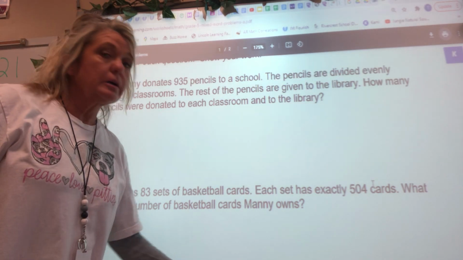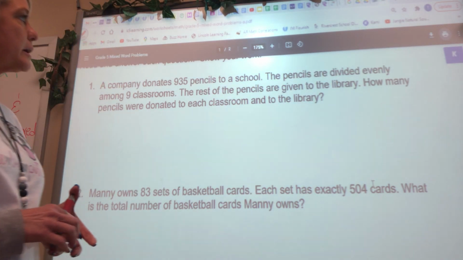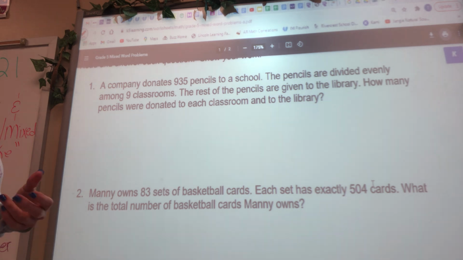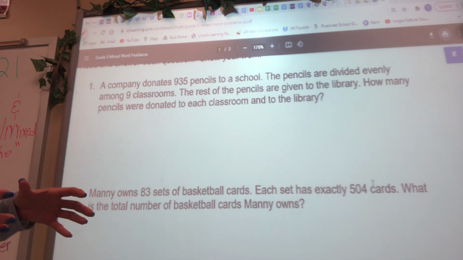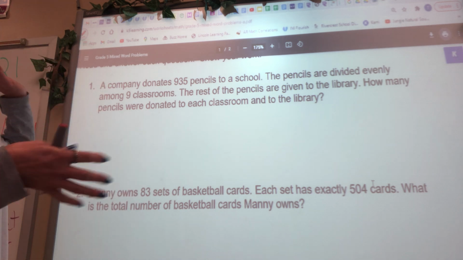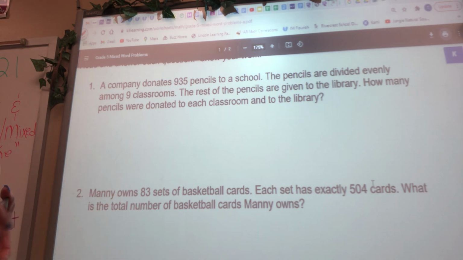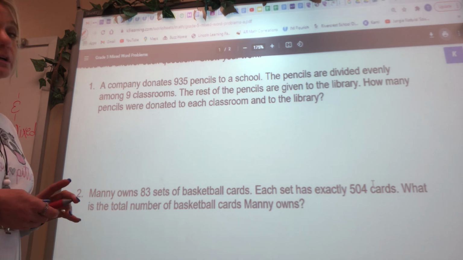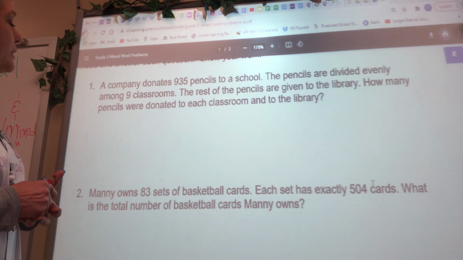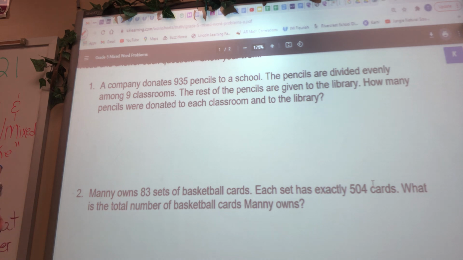Guys, since we are coming up really quickly on ACT Aspire, I just wanted to go over some extra problems for you to look at different areas. They're just going to be random, just like ACT Aspire. We never know what they're going to throw at us, and 95% of the time it's going to be a word problem. So in your packet, you should be on the one that begins with a company donates 935 pencils.